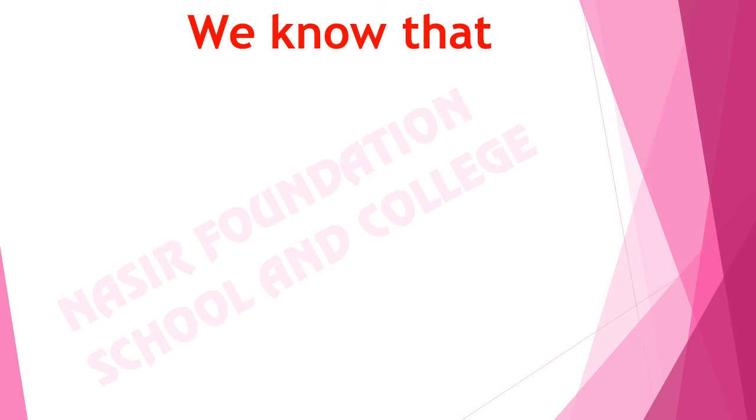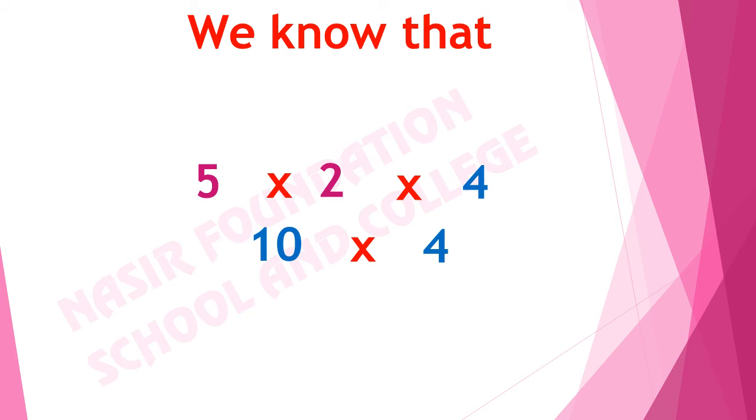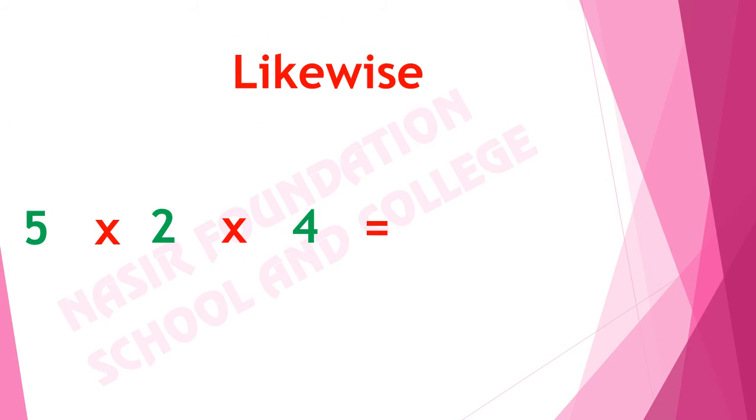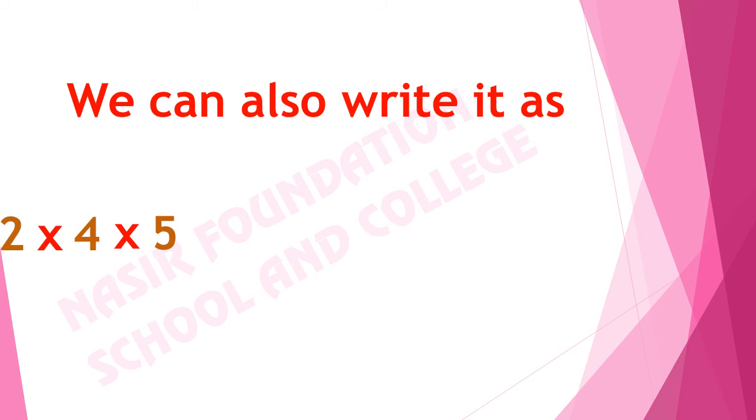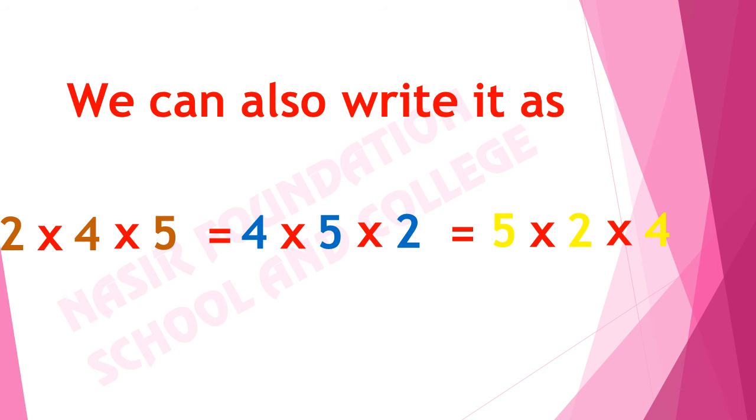Now we will multiply 5, 2 and 4. In the first step, 5 and 2 are multiplied. 5 into 2 we get 10, and we will multiply it with the remaining digit, that is 4. 10 into 4 we get 40. It means if we multiply 5, 2 and 4, we get 40. If we multiply 2, 4 and 5, we get 40. And if we multiply 4, 5 and 2, we get 40. If we multiply 5, 2 and 4, we get the same answer.